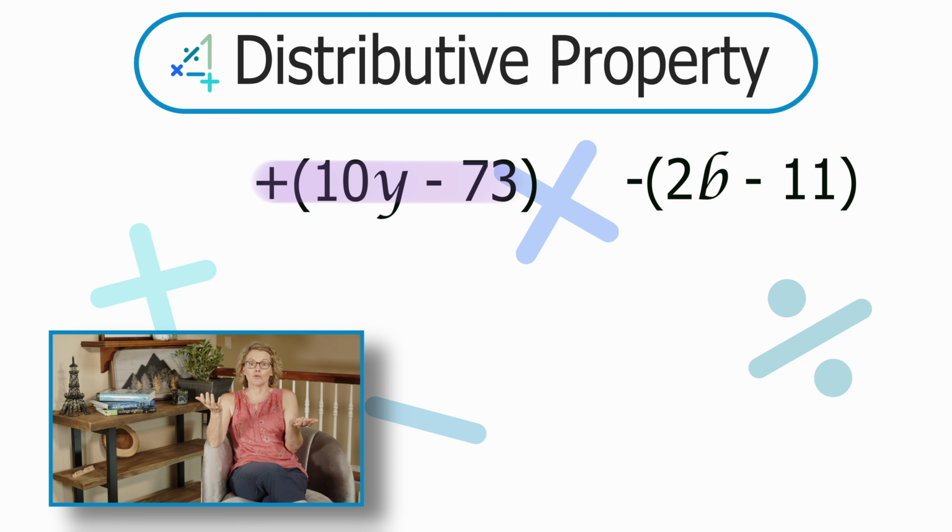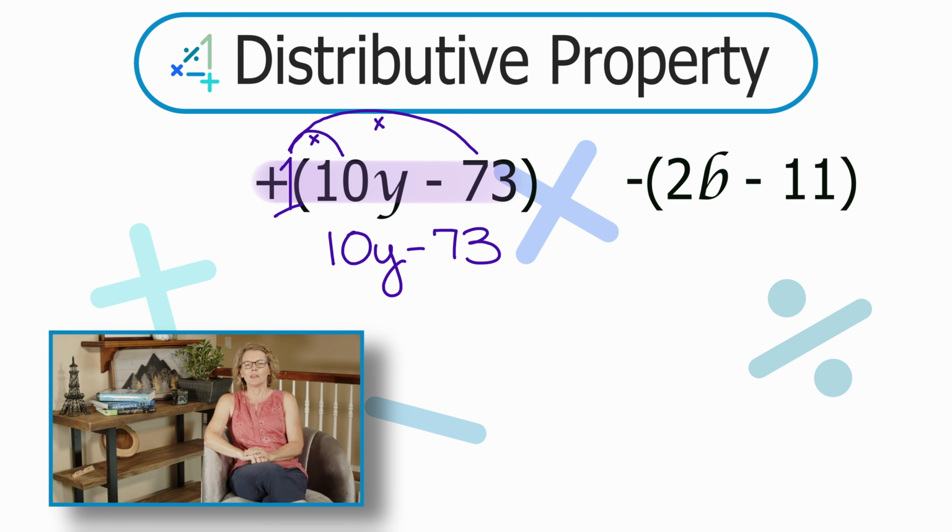The plus is really a +1 in front, like this. When I multiply across rainbows, it's just +1 times each of the numbers. 1 times 10y is just 10y, and 1 times -73 is -73. So really, the parentheses were not necessary, and we're back to the same numbers we started with, 10y minus 73. This is true anytime you have a plus with no number right in front of the parentheses.